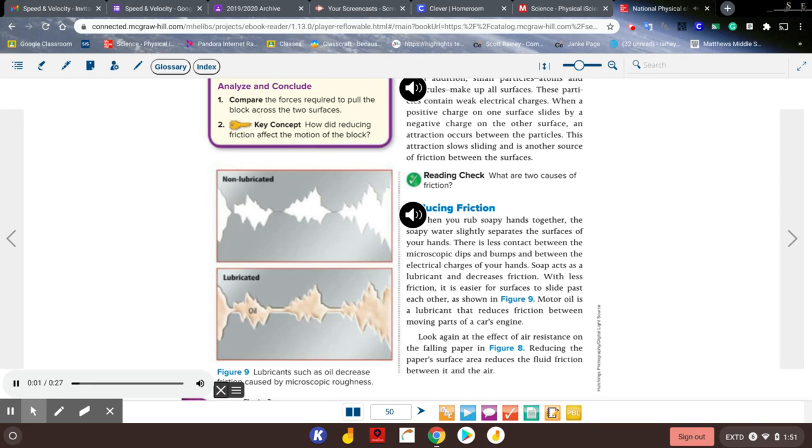In addition, small particles, atoms and molecules, make up all surfaces. These particles contain weak electrical charges. When a positive charge on one surface slides by a negative charge on the other surface, an attraction occurs between the particles. This attraction slows sliding and is another source of friction between the surfaces. Reading check. What are two causes of friction?